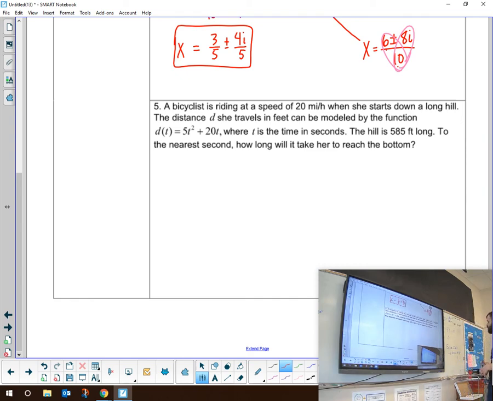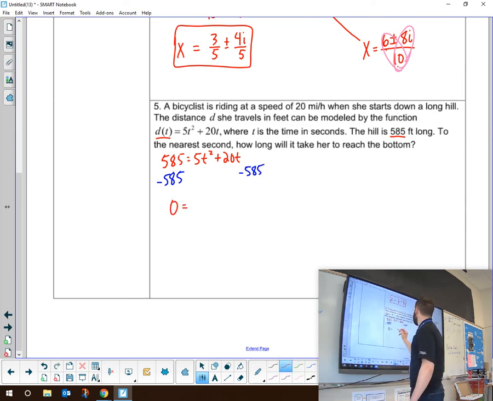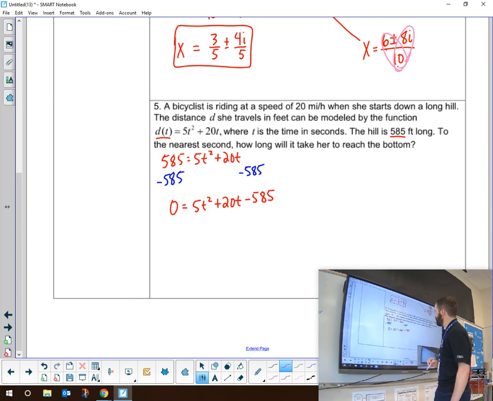Okay, so we know the bottom is going to be at 585 feet. So that's going to be the distance that we plug in. I'm going to plug in here 585 feet equals 5t squared plus 20t. Then we are going to move everything to one side and then plug it into my quadratic formula. So I'm going to minus 585, minus 585. I'm going to get 0 equals 5t squared plus 20t minus 585. Then I'm going to plug this into my quadratic formula.